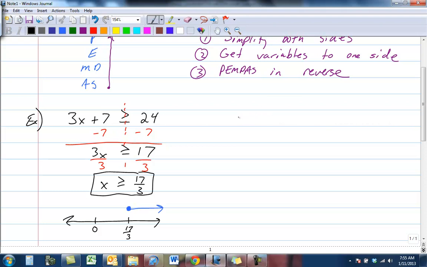Let's try another one. How about negative 2 times the quantity of x minus 7 is less than 24. All right, so first things first, step 1, simplify both sides. This left side, we can distribute. So let's go ahead and distribute. We got negative 2x plus 14 is less than 24. All right, so step 1, both sides are simplified.